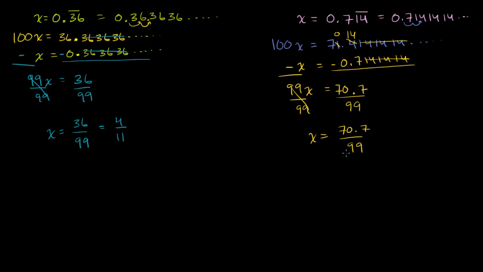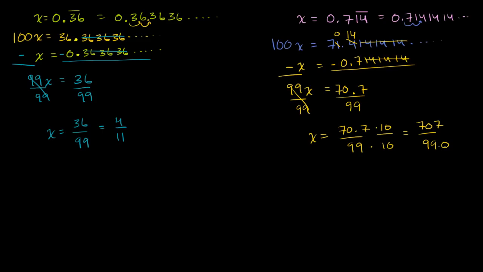Now obviously we haven't converted this into a pure fraction yet. We still have a decimal in the numerator, but that's pretty easy to fix. You just have to multiply the numerator and the denominator by 10 to get rid of this decimal. So let's multiply the numerator by 10 and the denominator by 10. And so we get 707 over 990.